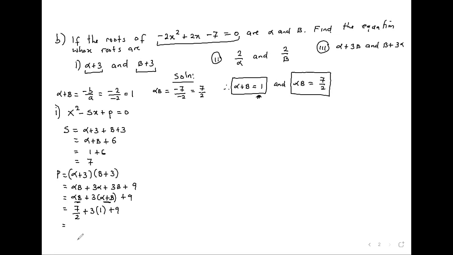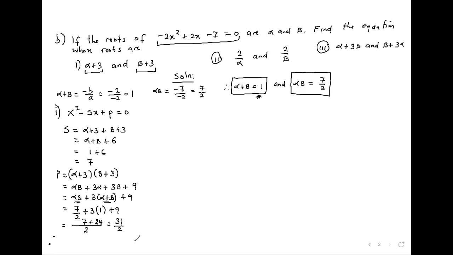This is equal to 7 over 2, then put 3 plus 9 down as a fraction. Then you get 7 plus 3 plus 9, that is 12 over 1. 1 into 2 gets 2. 2 times 12, you get 24. What is 7 plus 24? 31 over 2.